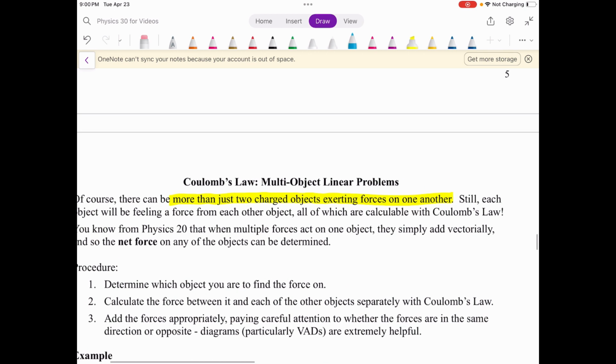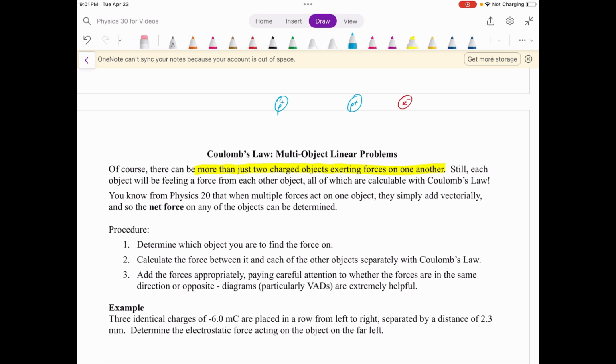So far we've had, for example, a proton and an electron. But there's definitely situations where you might have a proton, an electron, and another proton maybe, right? That doesn't change anything about what we're doing. If we were to ask what's the force acting on the electron, well, it's feeling a force of attraction from this proton, and it's feeling a force of attraction from this proton. If we knew these distances, we could calculate the force that this one's exerting on the electron, and the force that this one's exerting on the electron.